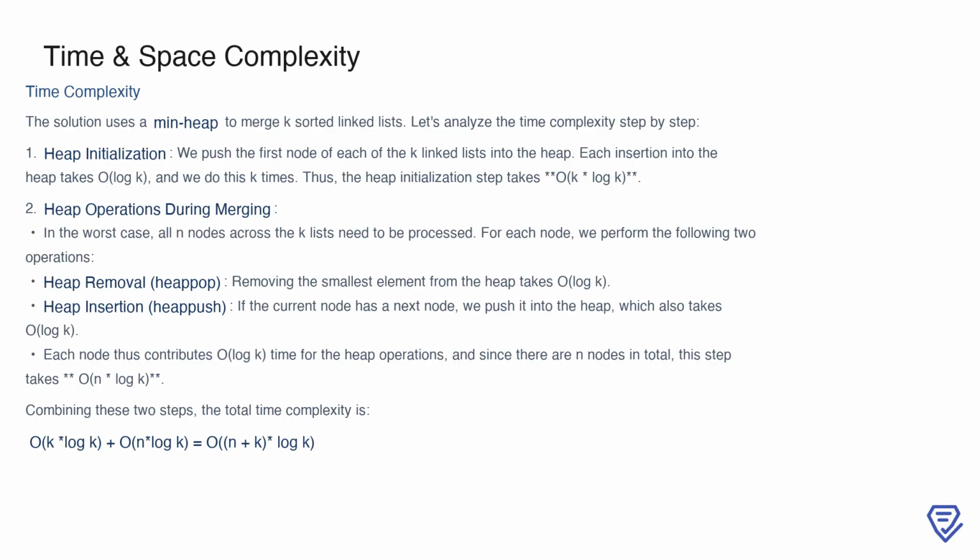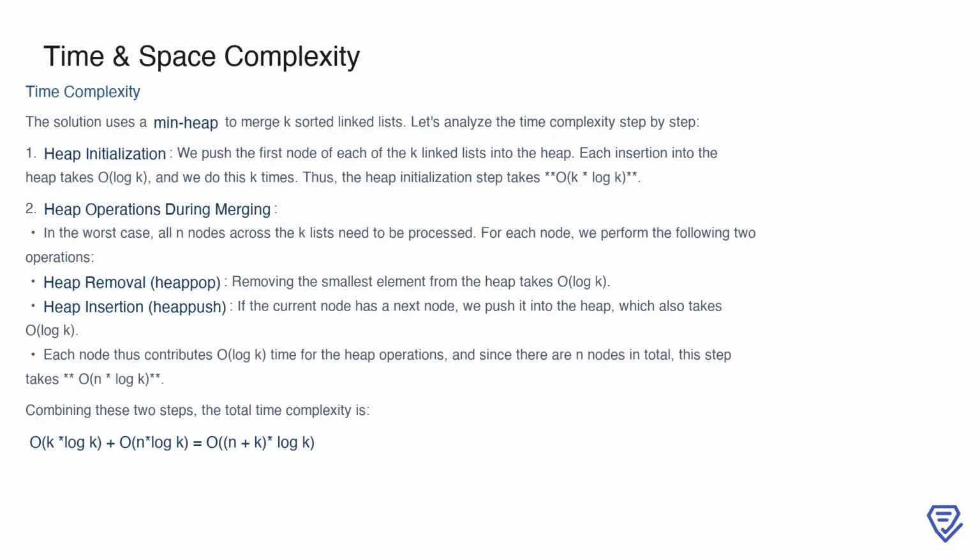First, during heap initialization, we insert the first node of each of the k linked lists into the heap. Since each insertion into the heap takes O(log k), and we perform this operation k times, the total time for this step is O(k * log k).